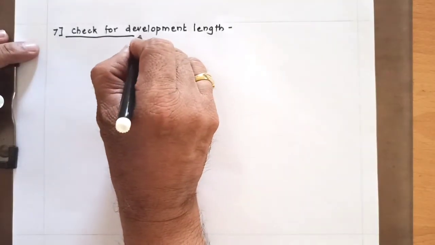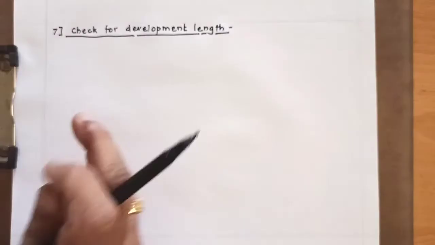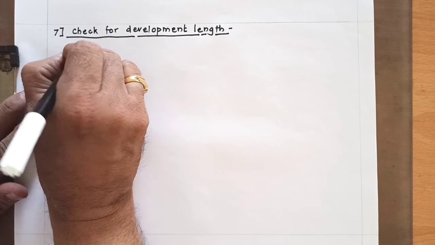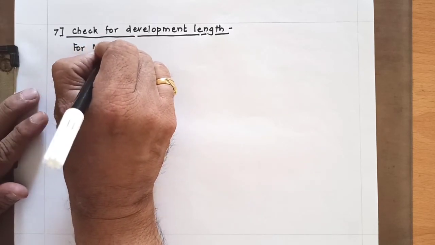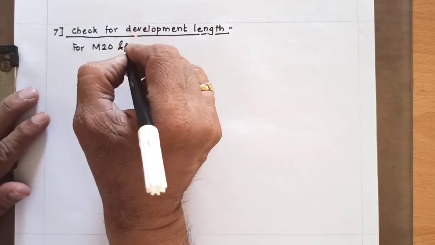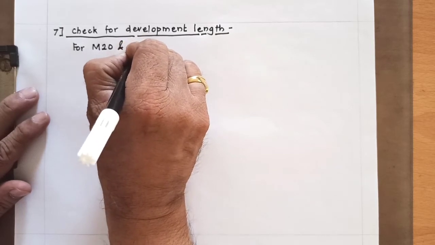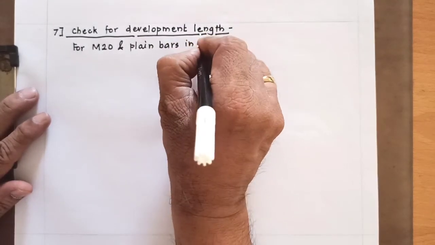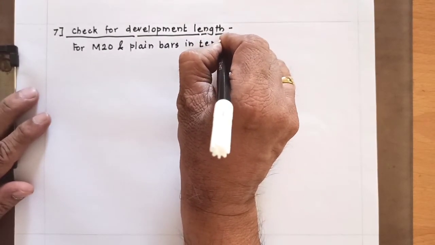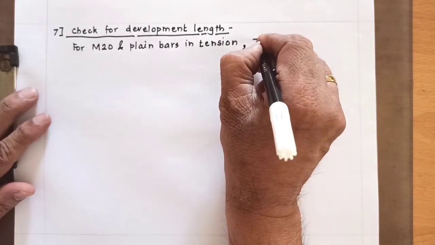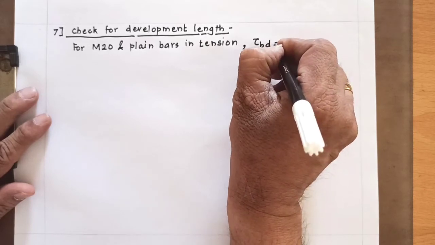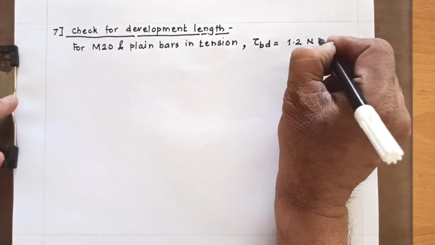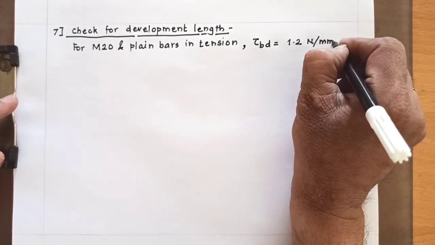Now let us apply the check for development length. Okay, now for concrete M20 and plain bars in tension, we know that design bond stress tau BD equals 1.2 Newton per mm square. This is as per IS 456/2000.